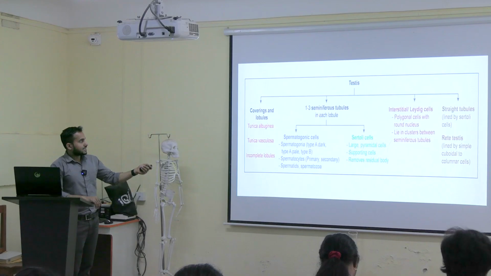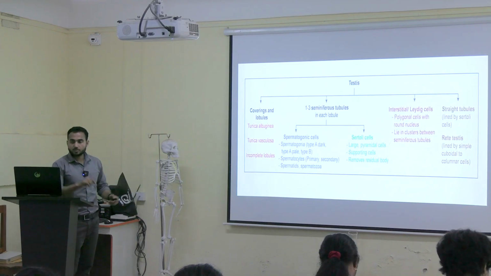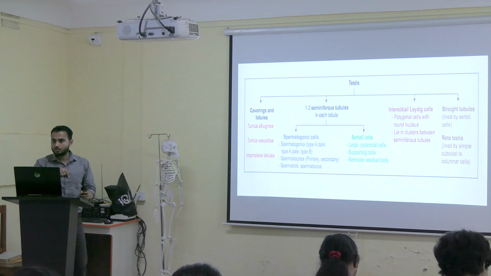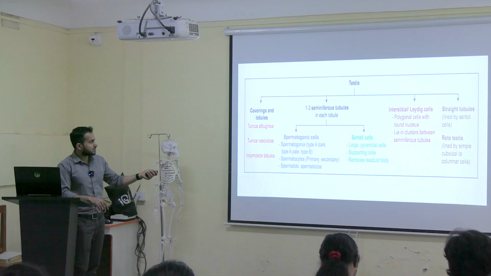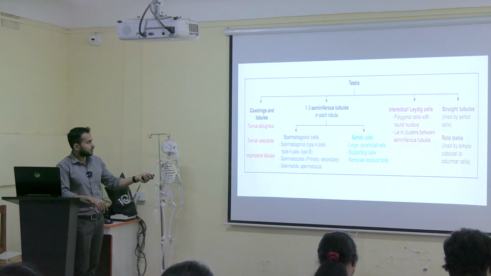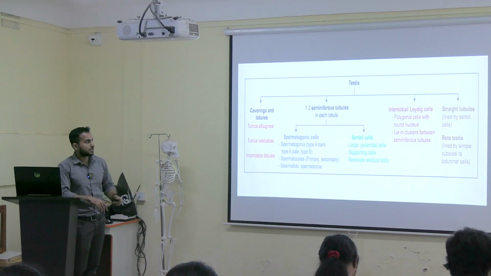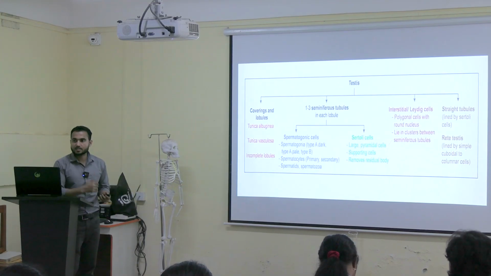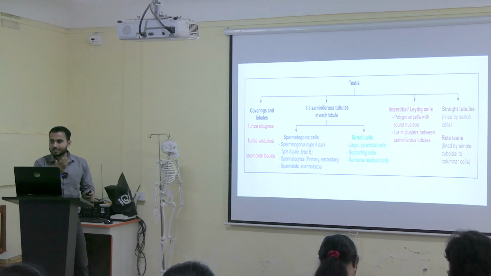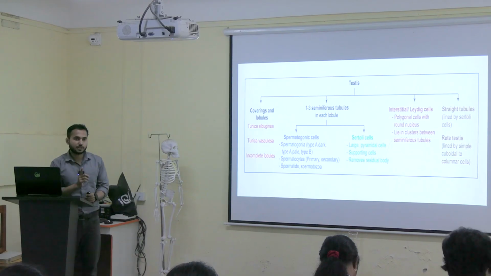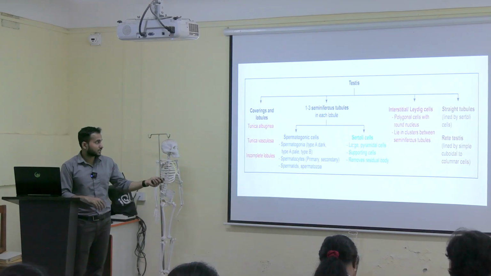Next, as I said, the seminiferous tubules are there. Now, if you see the seminiferous tubule, what is present inside it? Mainly 2 types of cells. As you can see, spermatogenic cells, where spermatogonia, spermatocytes, different stages of spermatogenic cells are present. Along with that, another important type of cells are the Sertoli cells, which provide nourishment to the different stages of spermatogenic cells. Along with that, there is another very important function of these Sertoli cells.